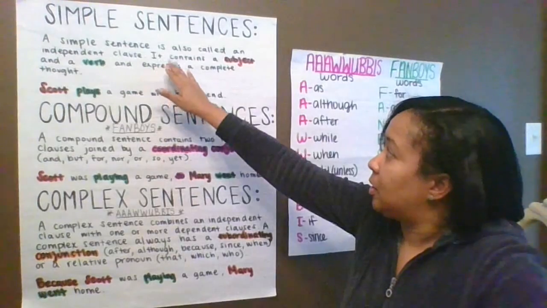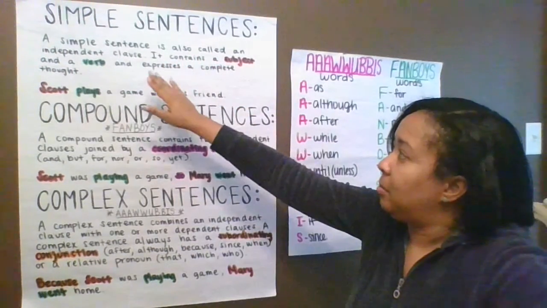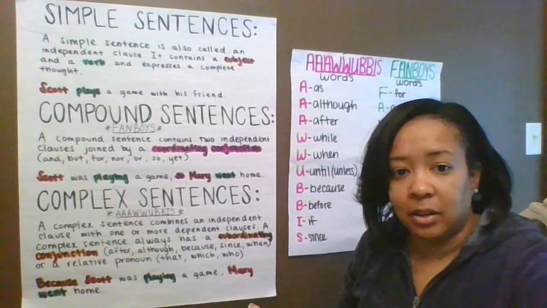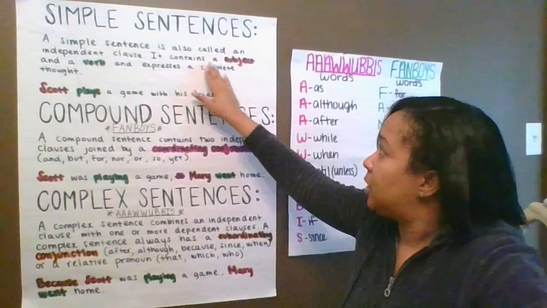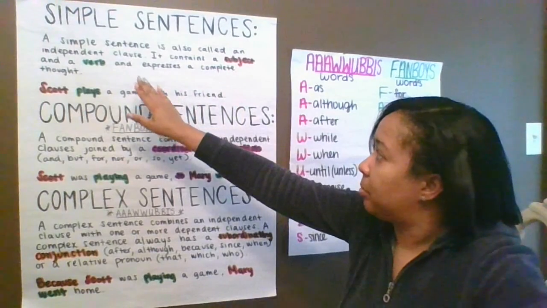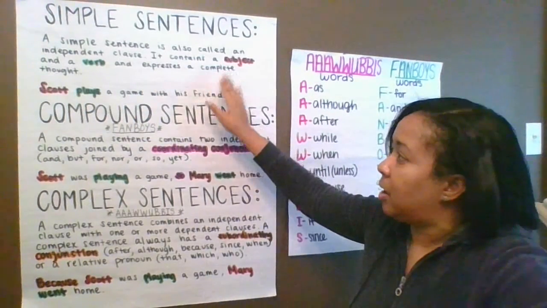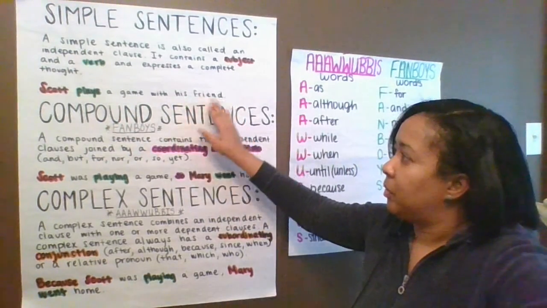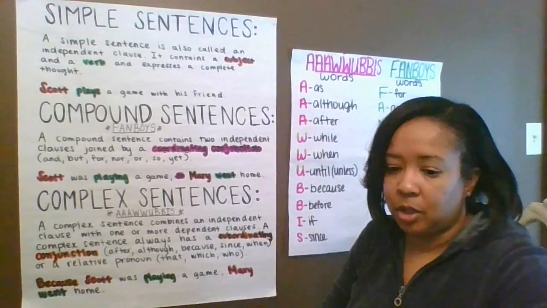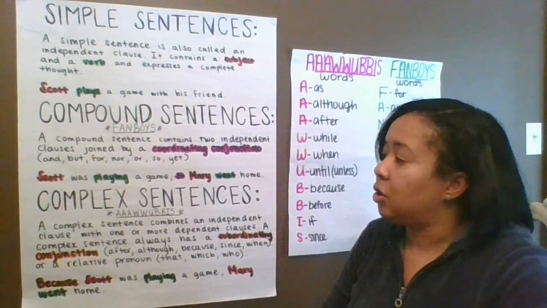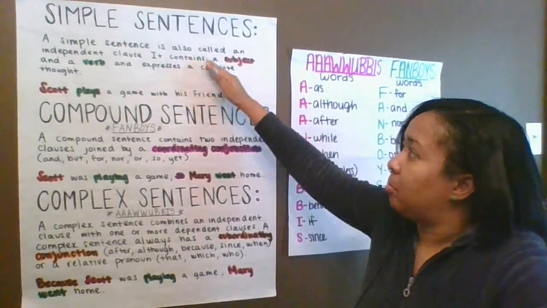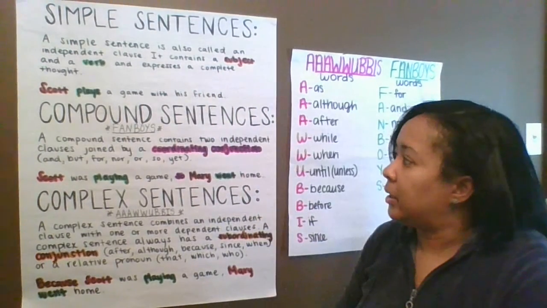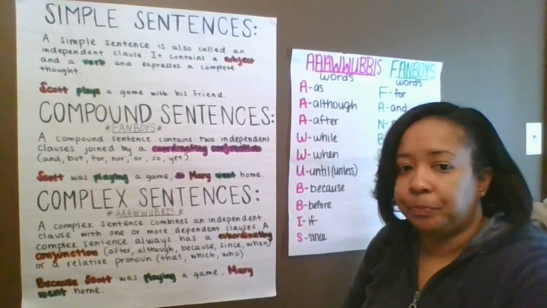A simple sentence is also called an independent clause. That means it can stand on its own. It doesn't need any other help. It contains a subject and a verb and expresses a complete thought. Scott plays a game with his friends. Scott is your subject, plays is your predicate. So I have a complete sentence. It's an independent clause.